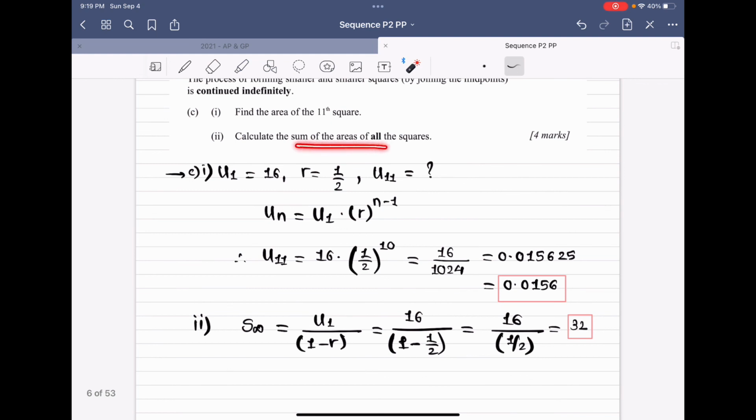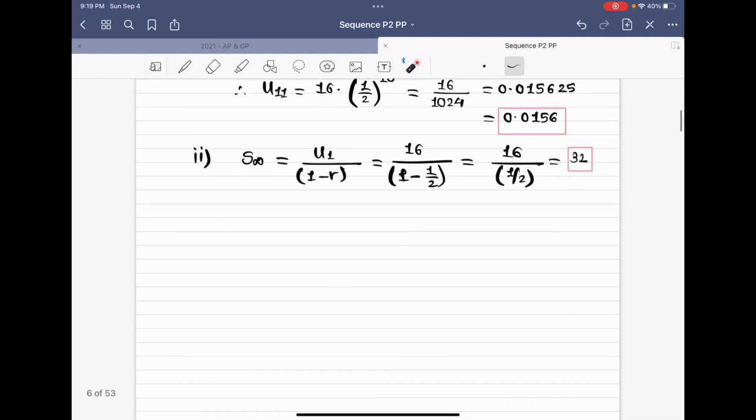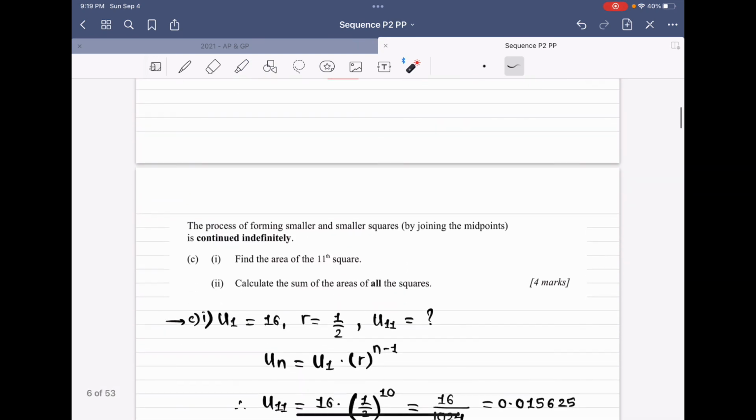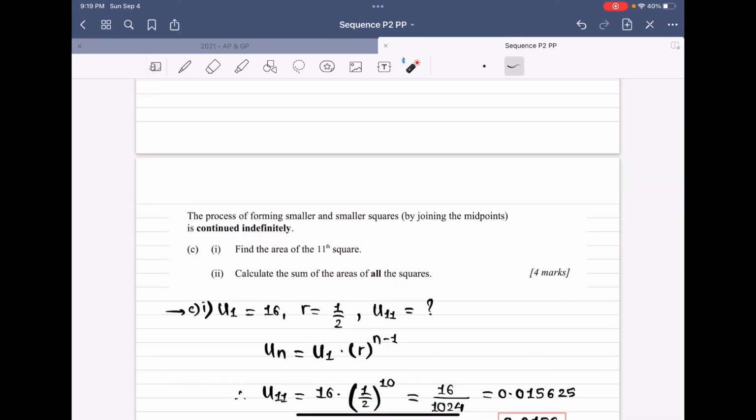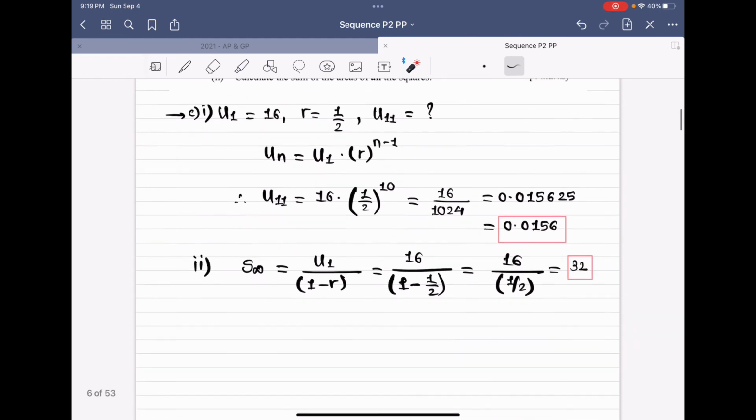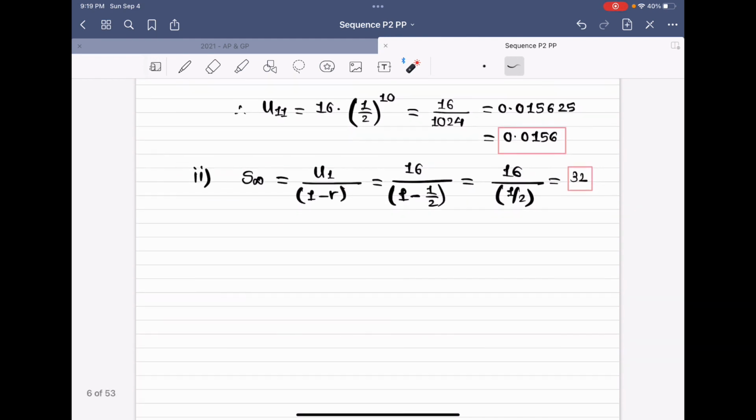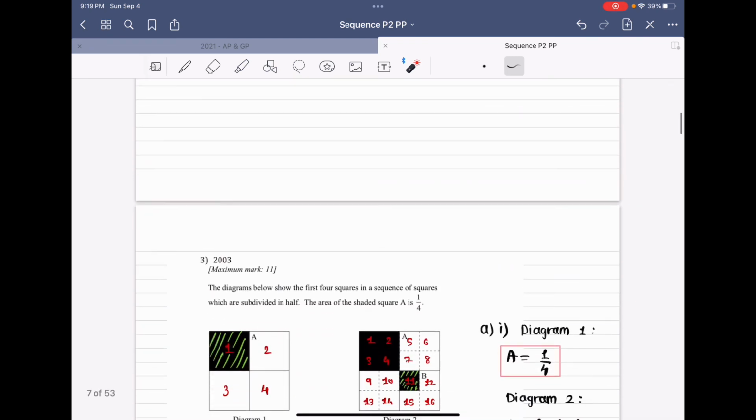Calculate the sum of all the areas of all the squares. It is clearly written indefinitely, so the more you go, the lesser area you will get. And why I'm using the sum to infinity is because your r is basically 1 by 2, and 1 by 2 is coming between minus 1 and 1. So you cannot use the regular sum formula, you have to use the sum to infinity formula. That is u1 over 1 minus r. u1 is 16, r is 1 by 2, so 16 over 1 minus 1 by 2, so 16 over 1 by 2, which is 32. Thank you.